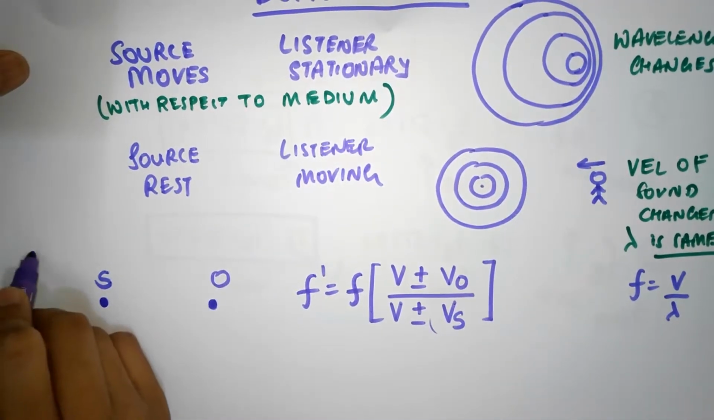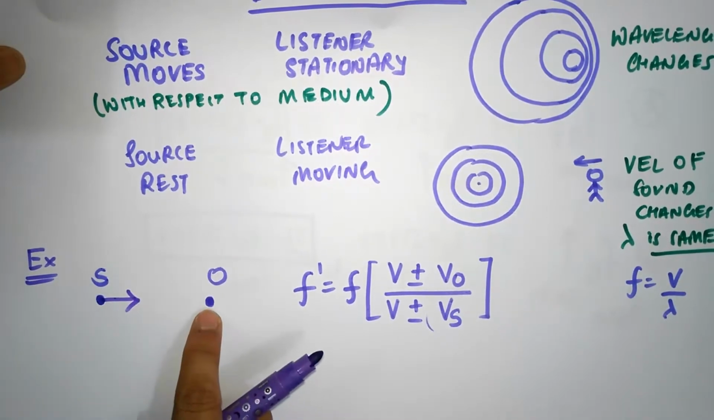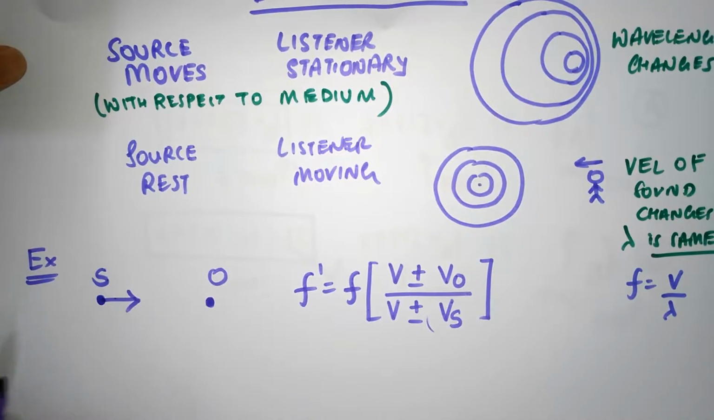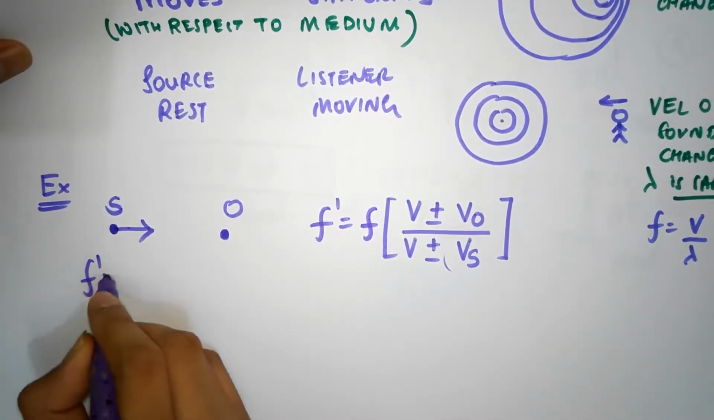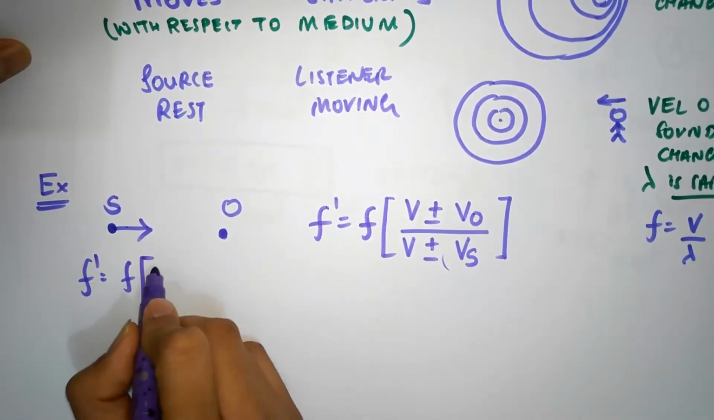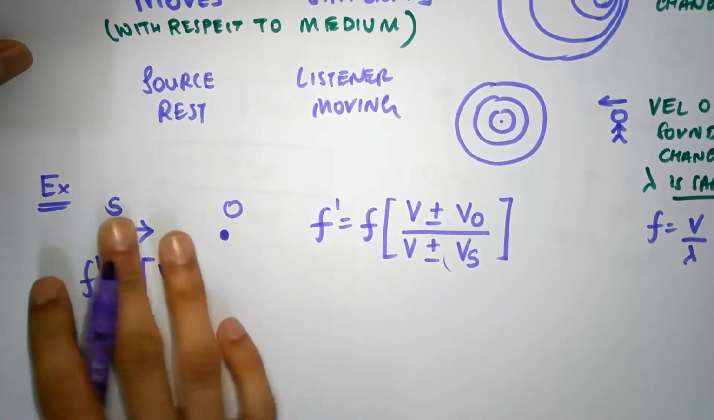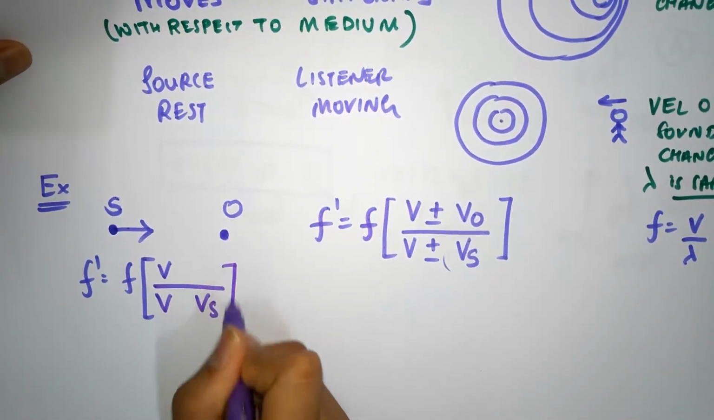Let's take an example. Suppose I say that the source is moving towards the observer and the observer is at rest. The observer is not moving at all. What's going to be the apparent frequency? Well, the apparent frequency is going to be the actual frequency emitted by the source multiplied by v, and v0 is 0, so there's nothing in the numerator, divided by v and vs.